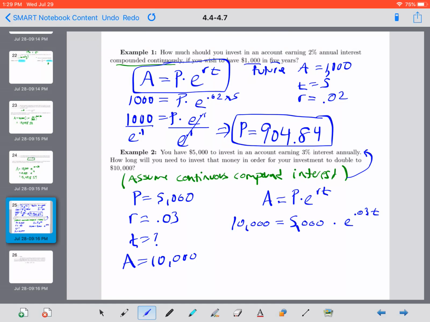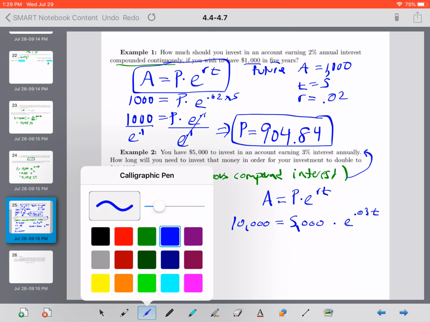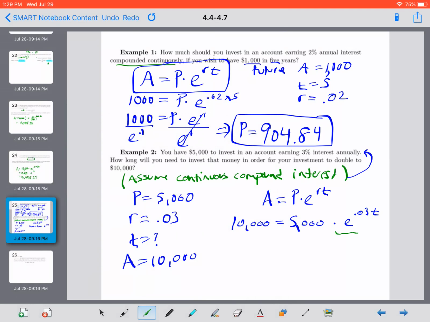The last video was on solving exponential equations. We know how to do this. We can get that t out of the exponent by taking the natural log of both sides. But first, we need to get this term, e to the 0.03t, all by itself. So to get that term by itself, I want to get rid of the 5,000. It's being multiplied, so to get rid of it, I'm going to divide both sides by 5,000.